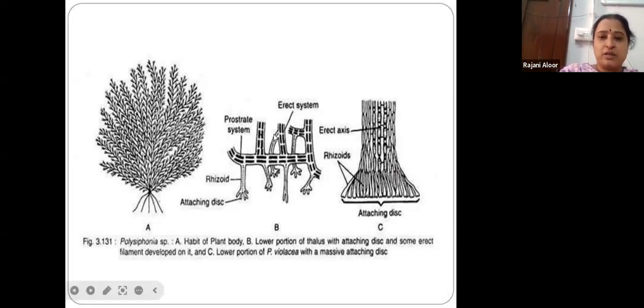Coming to the erect system, this is the erect part. The erect filaments develop from the prostrate system. The erect system consists of a main axis and many branches. There are two types of branches: one is the long branch, and the other is the short branch. This is the long one. This one is called the short branches.